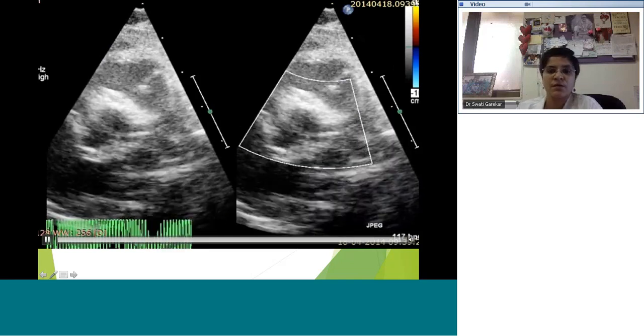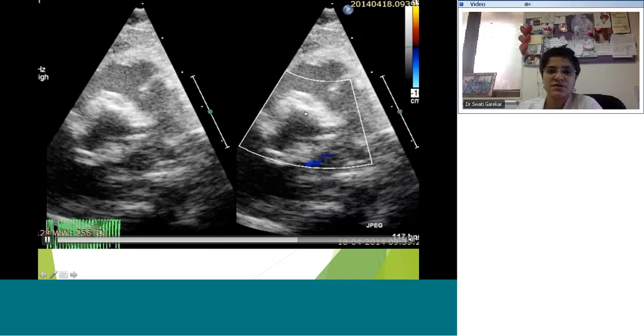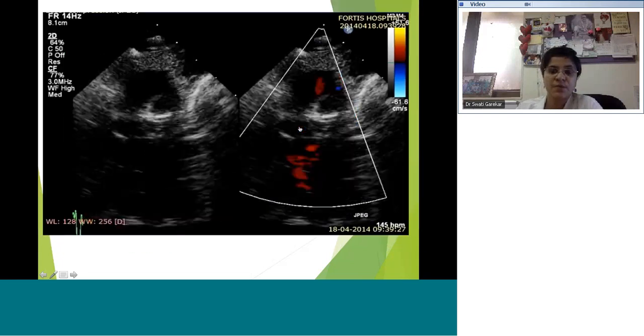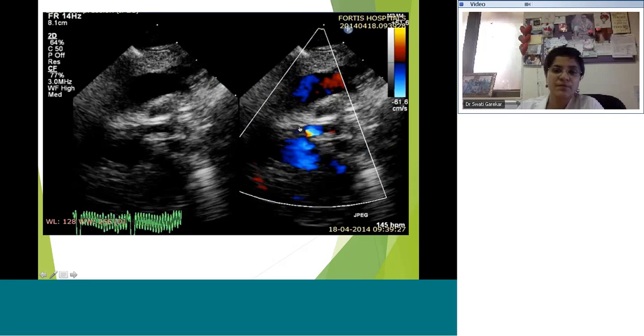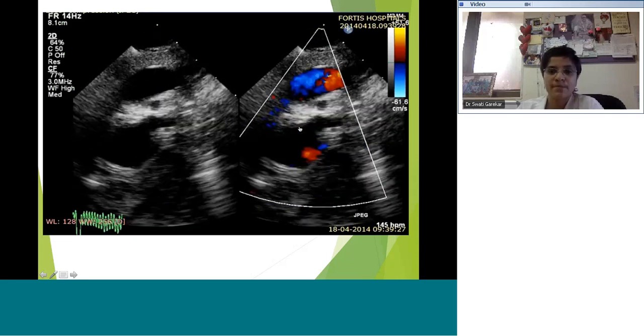Oh, here's the color. But the aortic stenosis, this area we are seeing, isn't very bad. But you've got to make sure you're not too high above into the ascending aorta where blood will fill up. You should be just at the right level.